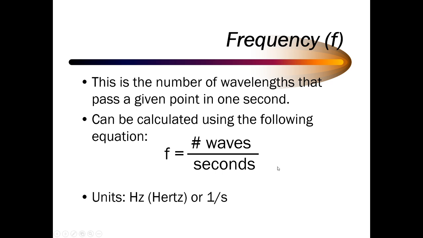It could be calculated using the following equation. This is actually a pretty useful equation. It's the number of waves divided by the number of seconds. So let's say you were counting waves in an ocean, and you set a timer for 10 seconds, and you counted 20 waves in 10 seconds. So you'd have 20 on the top and then 10 on the bottom. Your frequency would be 2, or 20 divided by 10. And the unit for that would be hertz. So the frequency would be 2 hertz, and that's how you would measure the frequency.